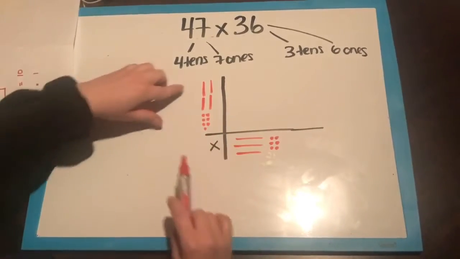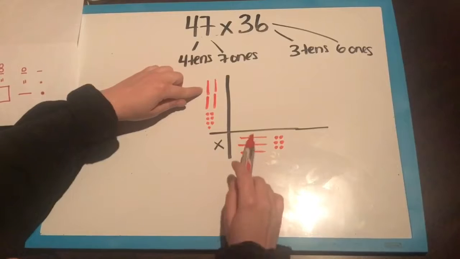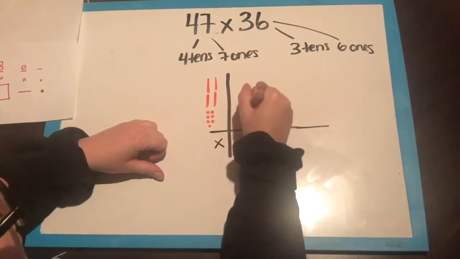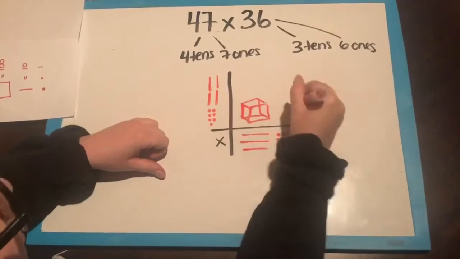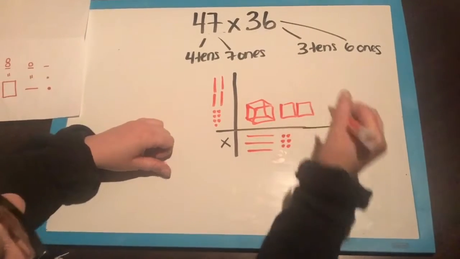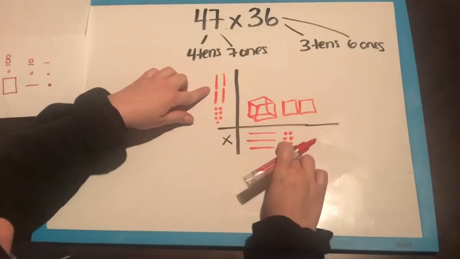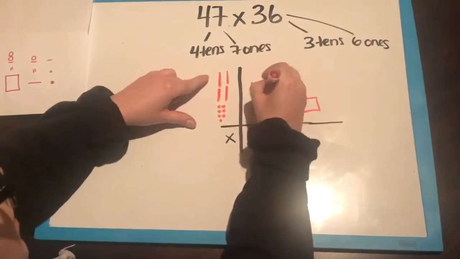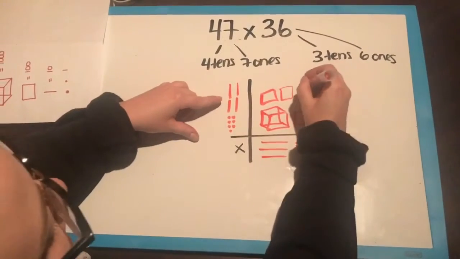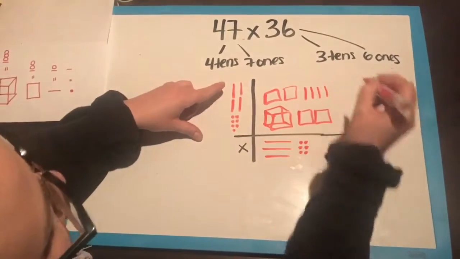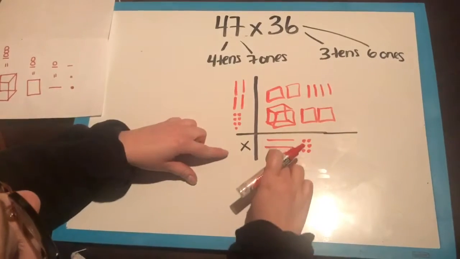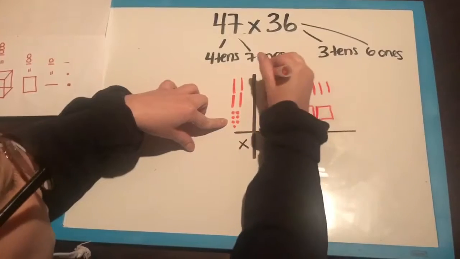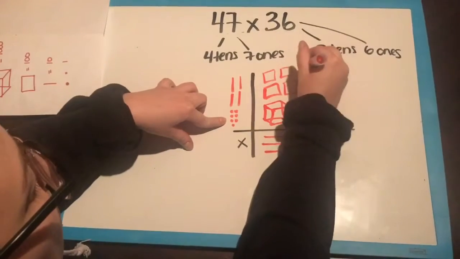So we're going to multiply still, these are 10, so 40 times 30, which is 1,200. So we're going to draw our cube for our 1,000 and then our 200. Next we're going to multiply our 40 by our 6 units. So 40 times 6 is 240. So our 200s and our 4 tens. Next we're going to multiply our 30, so our 3 tens by our 7 units. 30 times 7 is 210. So we're going to draw our 200s and our 10.